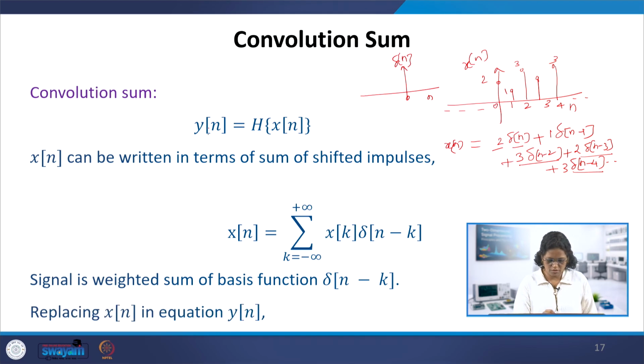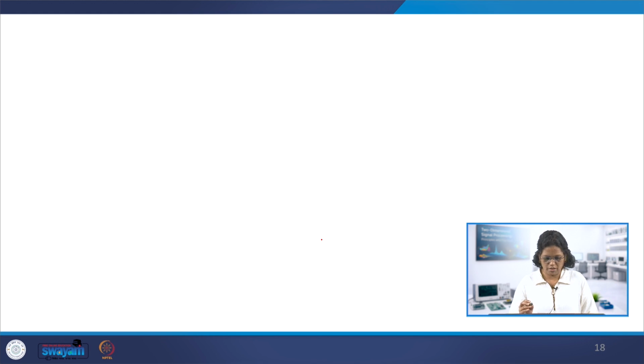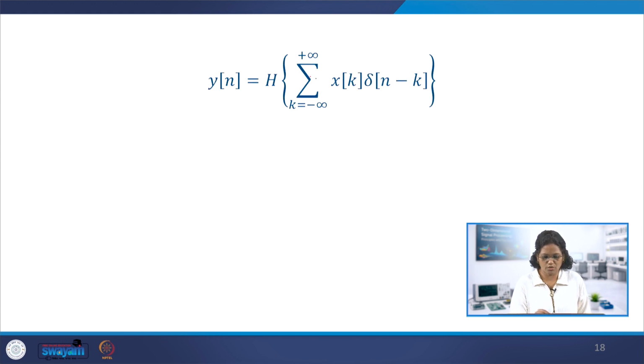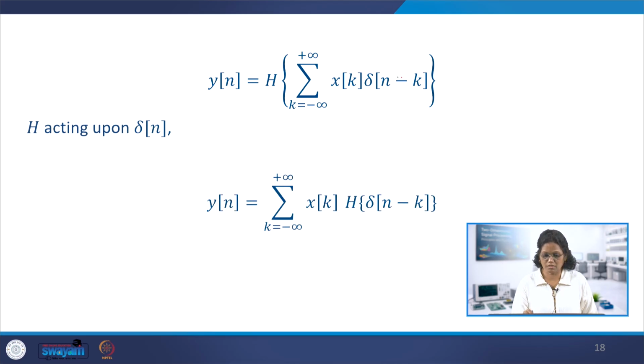So, replacing x[n] in this equation with this expression, we get y[n] equal to H of the summation from minus infinity to plus infinity of x[k] δ[n-k]. The x[n] is now replaced with shifted impulses. Now, can H act on this constant or can it act on these impulses? This x[k] is simply a constant, so it is taken out. H would act on the impulses. So, y[n] is the summation of x[k] times H acting on δ[n-k].